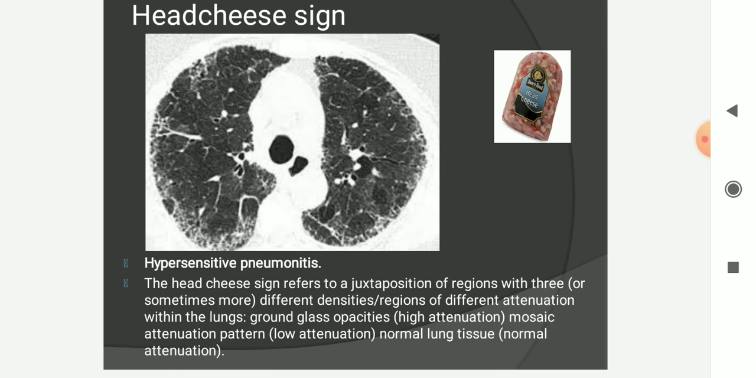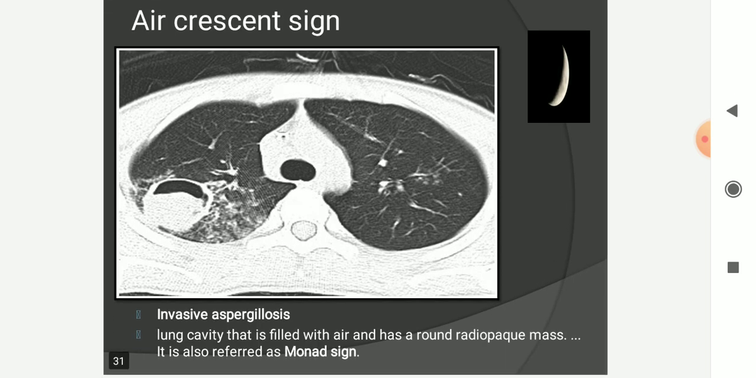Whenever we can see these three densities in the same region, the image shows hyperdense, low dense, and normal dense areas. So it seems like a Headcheese sign, so it is also a lung abnormality. Air crescent sign is most common in invasive aspergillosis. A cavity is formed and then the cavity is filled with air. So it is a lung cavity filled with air and has a round radiopaque mass. It is also referred to as the Monod sign.